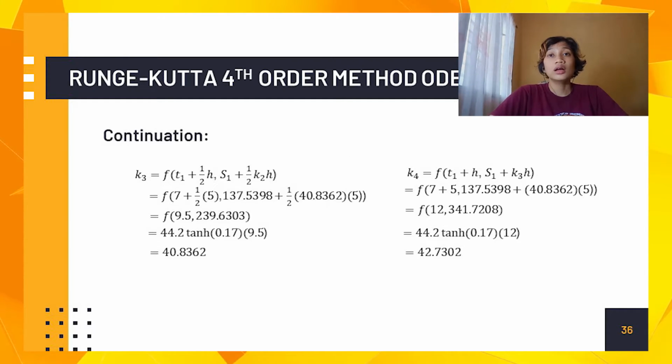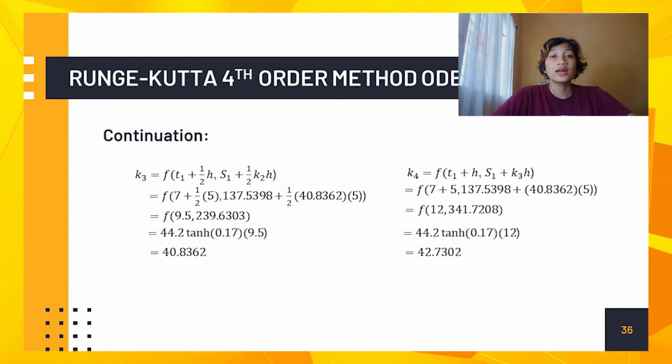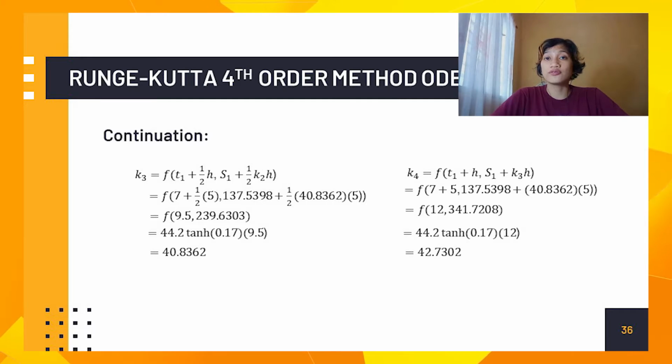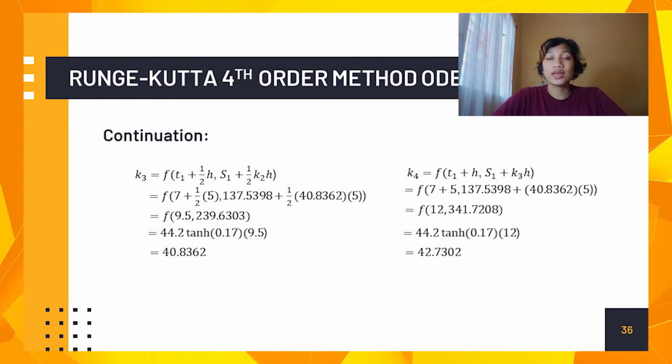For the k sub 3, f times t sub 1 plus 1 half times h, s sub 1 plus 1 half k sub 2 times h. Again, substitute the values 7 plus 1 half times 5, 137.5398 plus 1 half times the value of k sub 2, which is 40.8362, times 5. 44.2 tanh times 0.17 times 9.5. The value of k sub 3 is 40.8362.